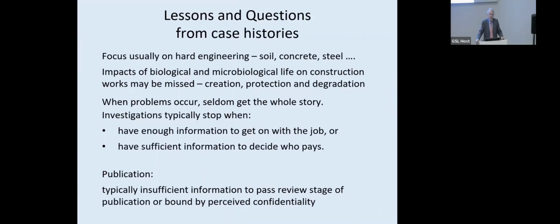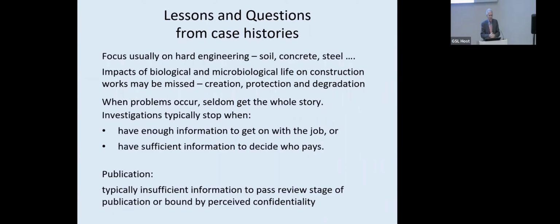So tonight, we're taking a step aside from the usual sort of hard engineering and look at biological, microbiological, and chemical. And we actually very seldom get the whole story. So in some ways, I'm revisiting some stories you may have heard before, but perhaps with some new twists, because investigation tends to stop when you've got enough information to get on with the job, or you've decided who's going to pay for the problem. But further testing, no.